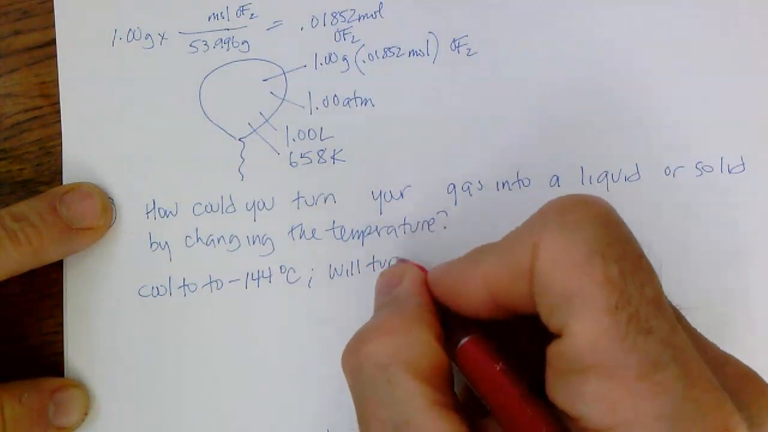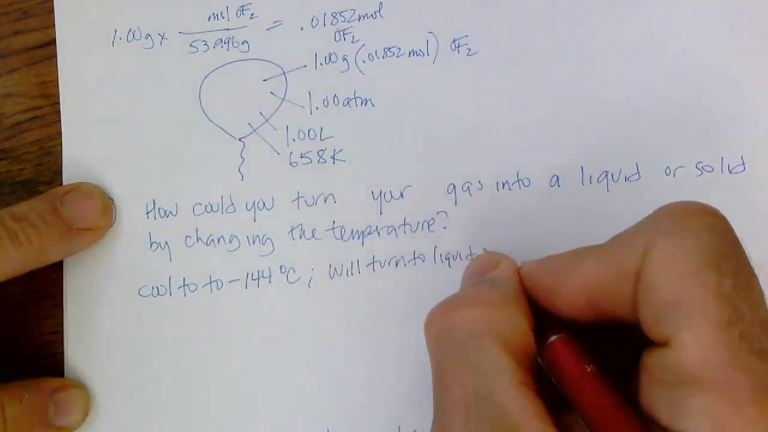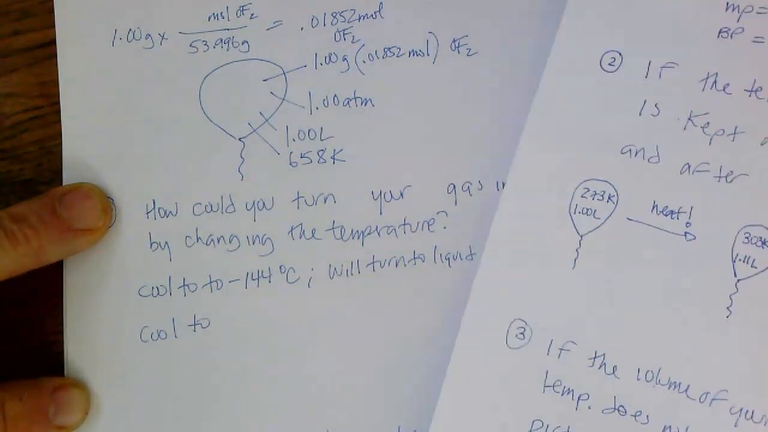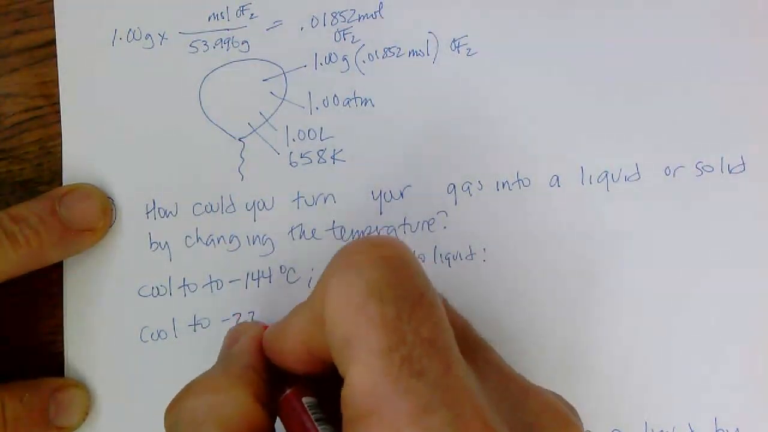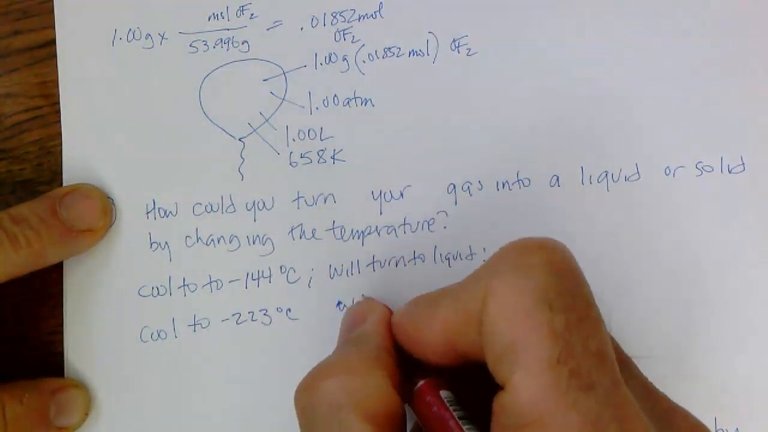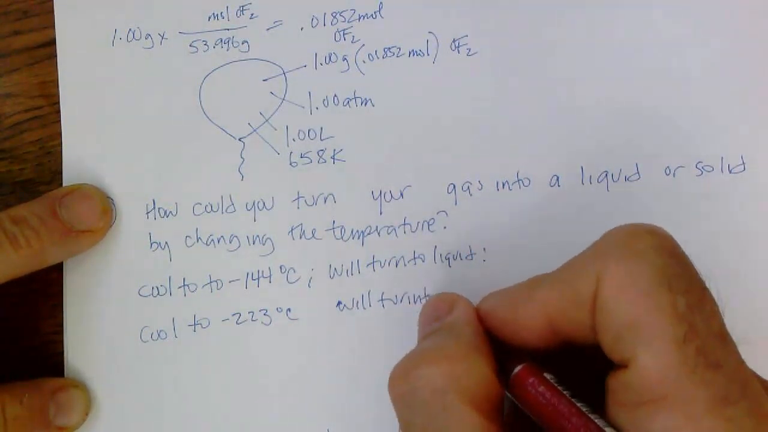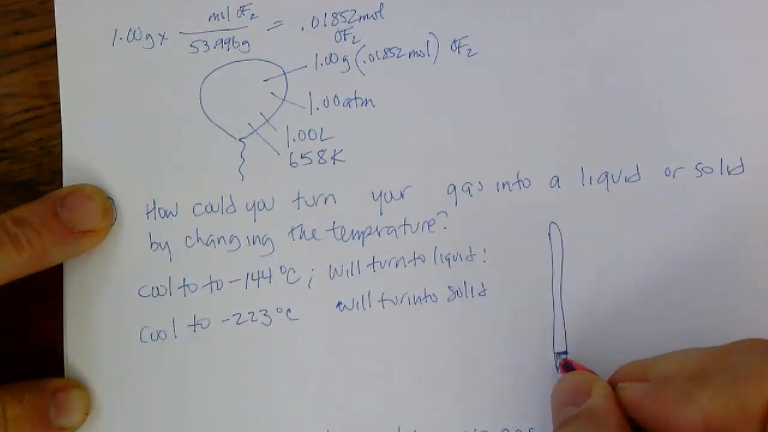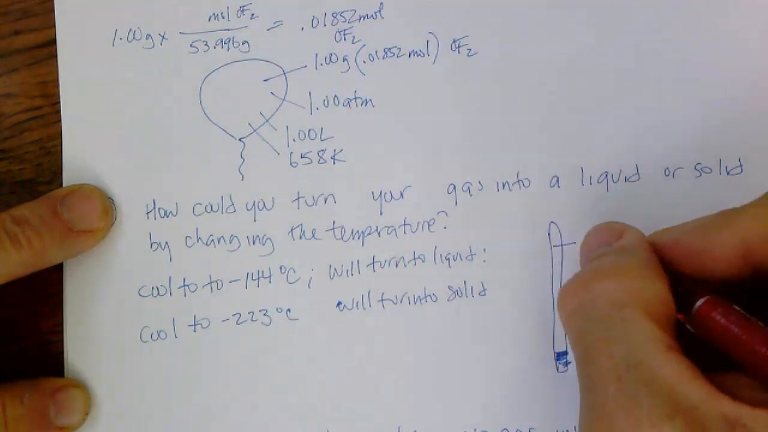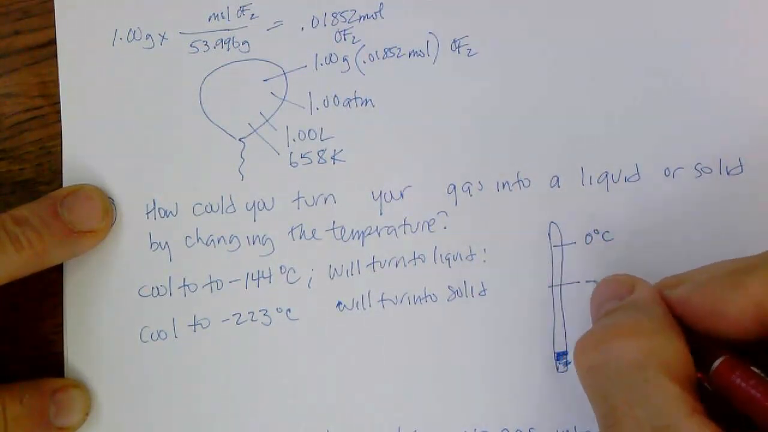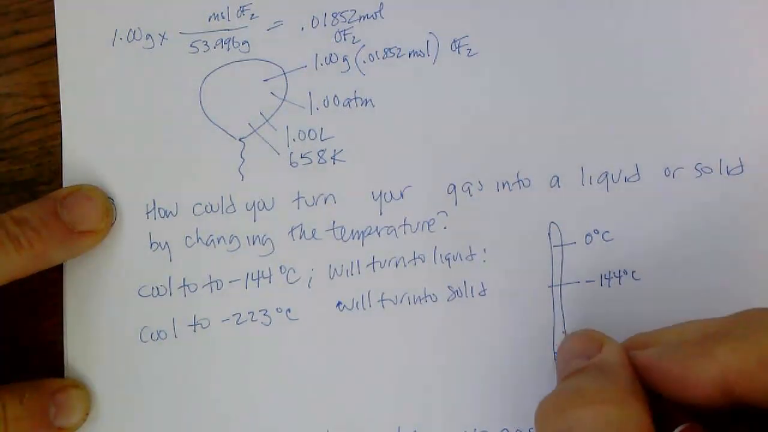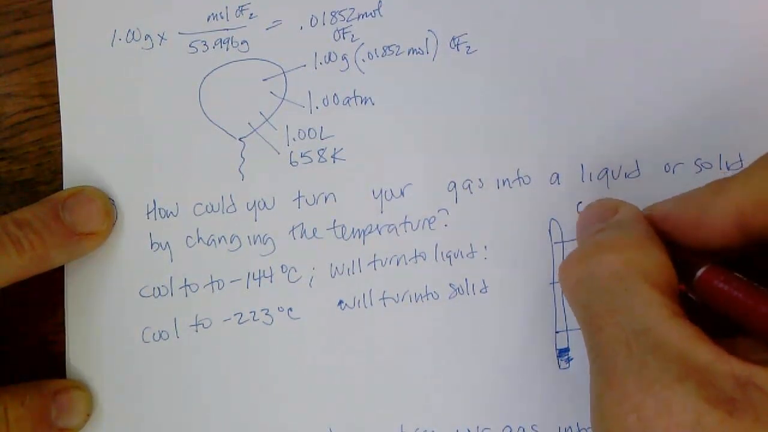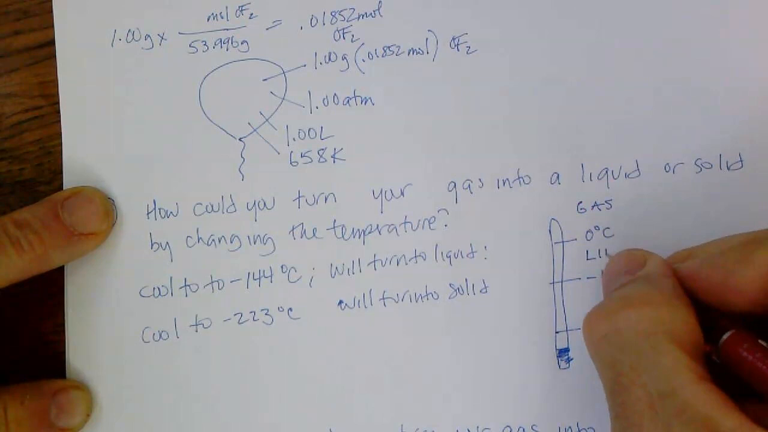Anything colder than that, right? We'll turn to liquid. If we cool it way down to, what was that? Minus 223, we'll turn below that into a solid. So I'm going to draw my little thermometer here. And we started at 0 degrees Celsius. We go to minus 144 degrees Celsius. And we go even colder to minus 223 degrees Celsius. Above here, it's a gas. Between here and here, it's a liquid.